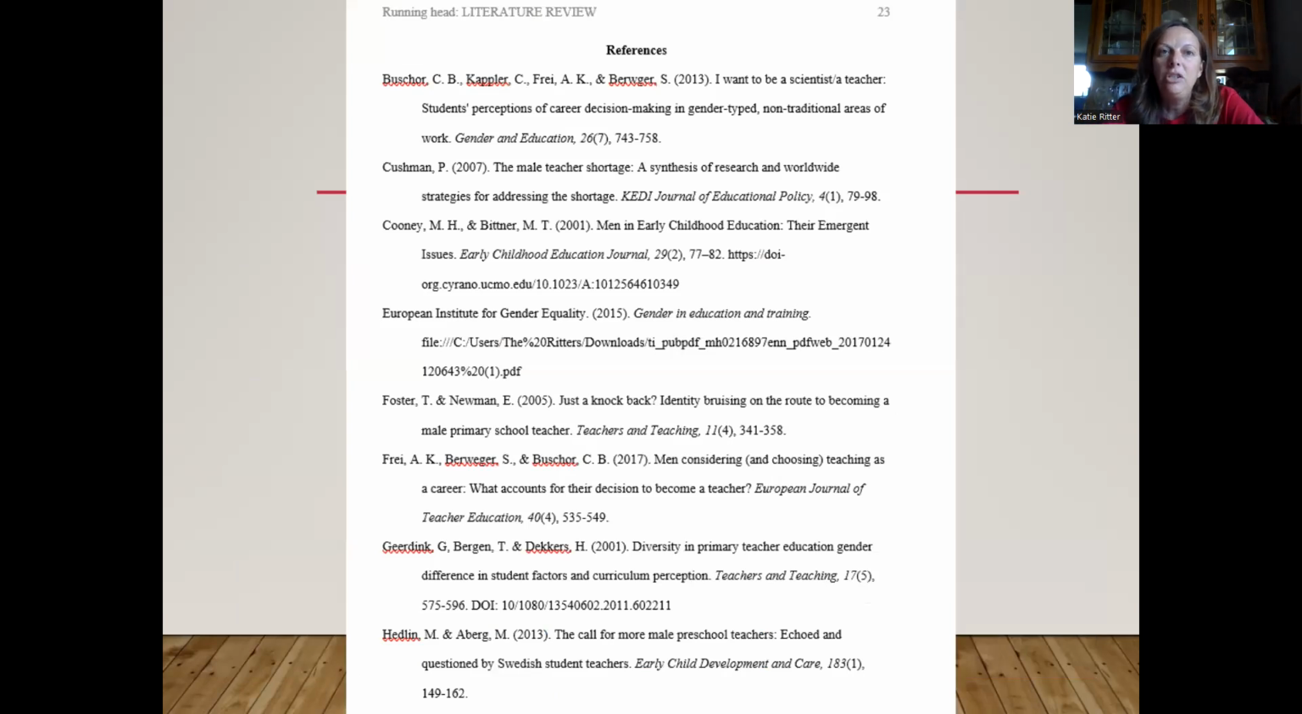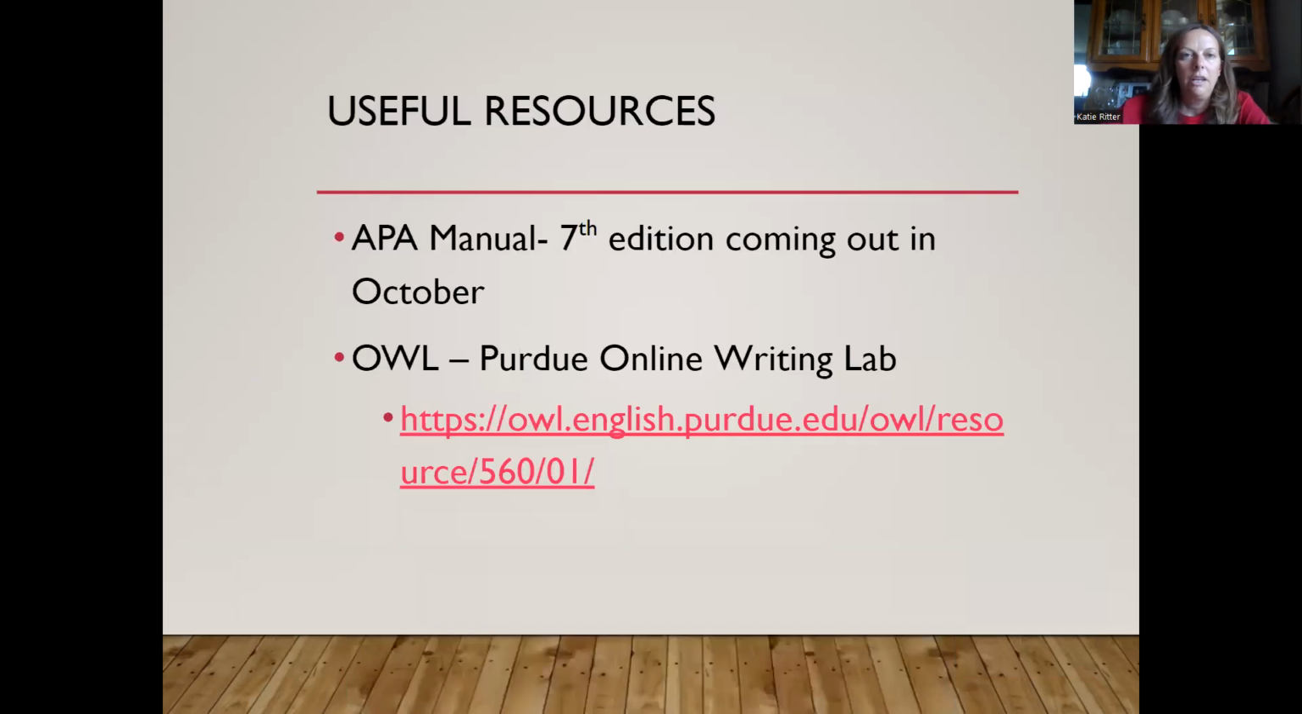This is what a reference page looks like. So you can see it says references at the top in bold. And then your references are all in there in alphabetical order by the first author's last name. So some useful resources. This does say that it was coming out in October, but that was like 3 years ago. And the Purdue Writing Lab website, that's another good place for you to go.